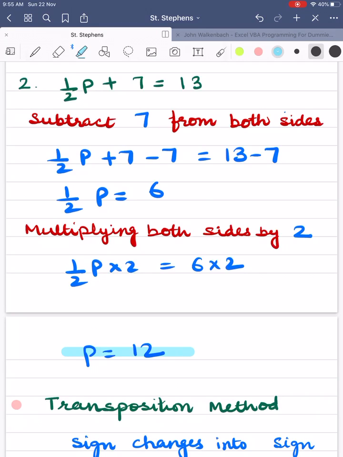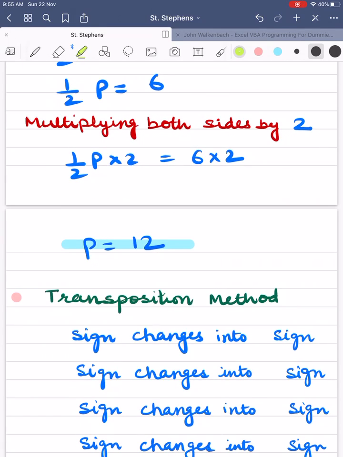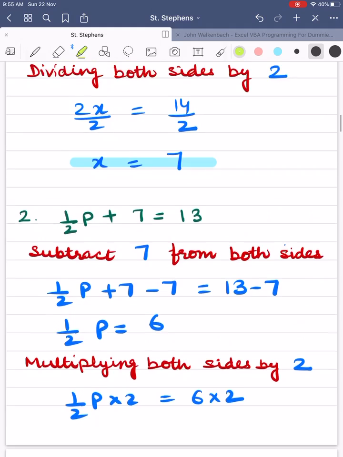Now children, let's understand transposition method. In transposition method, the numbers are shifted to the other side until only the variable is left. Now observe the above equations.